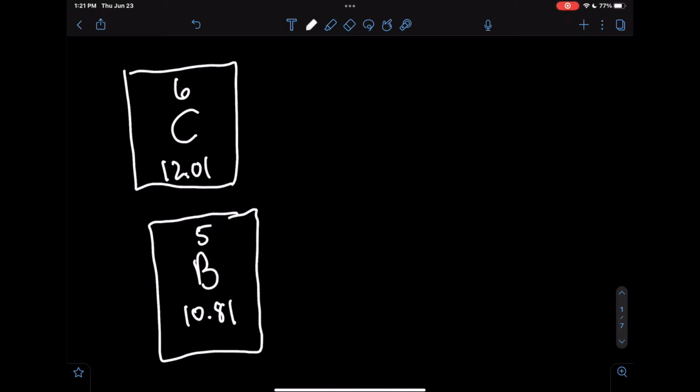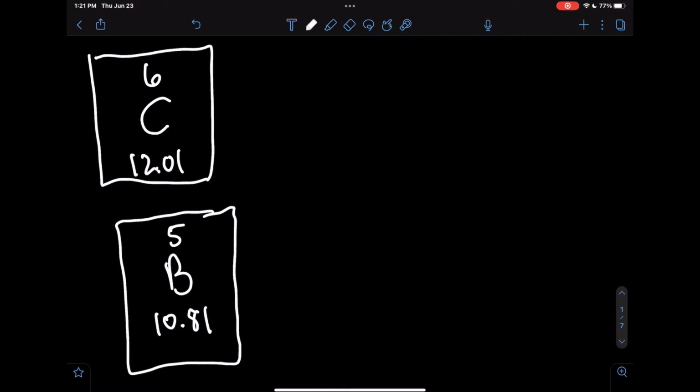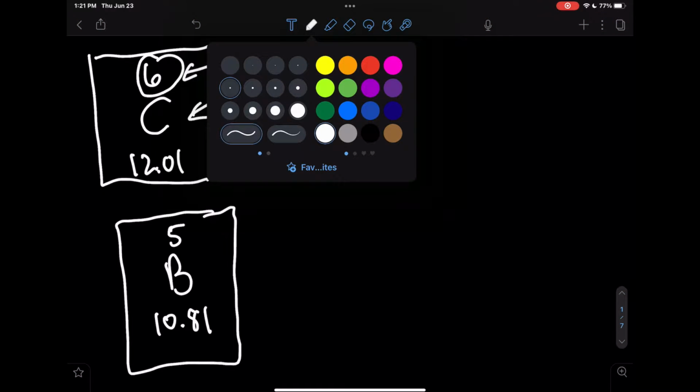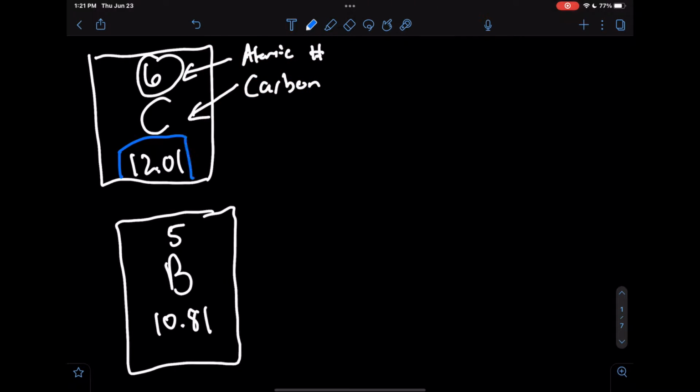The way it's set up is that you have, for example, carbon right here. And this number right here is the atomic number. So the atomic number for carbon is 6. The value that we're interested in when calculating molar mass is the value below, which is the average atomic mass for that atom or element.